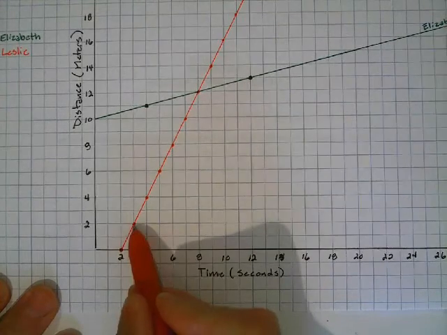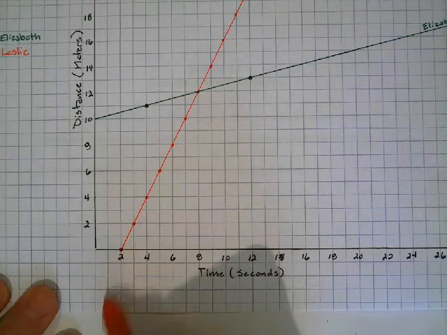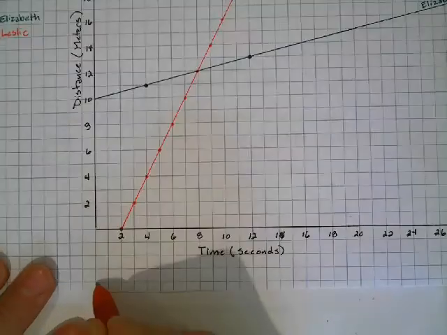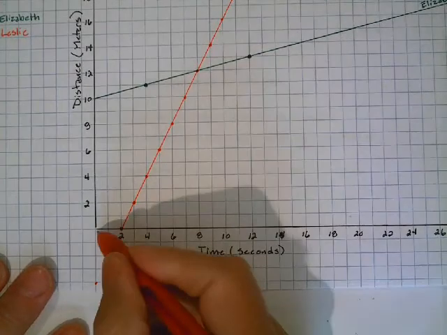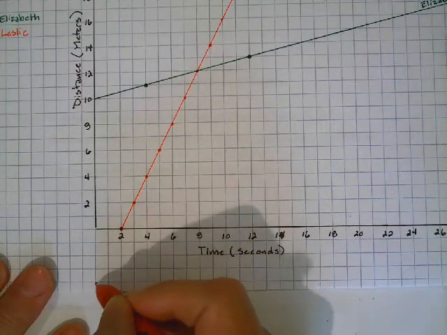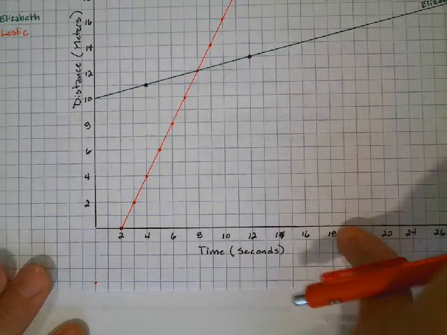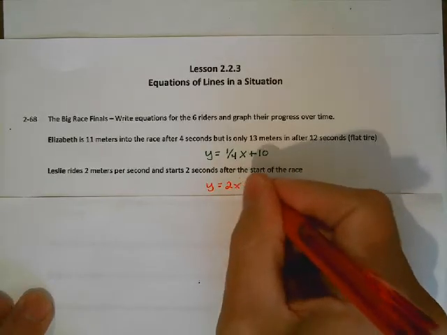Well, if she's going up 2 and over 1, I can go down 2 over 1, down 2 over 1. So way down here, that becomes her y-intercept. And that is 1, 2, 3, 4. That's a negative 4 for her y-intercept. So her equation would be y equals 2x minus 4.